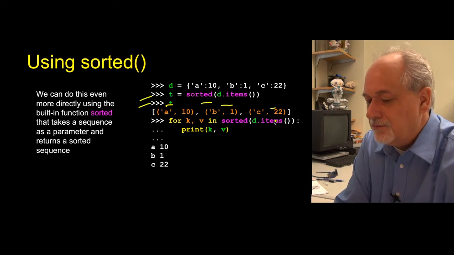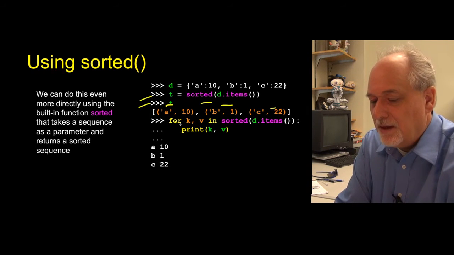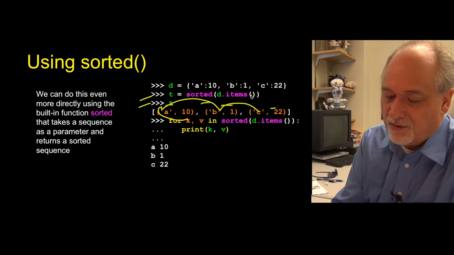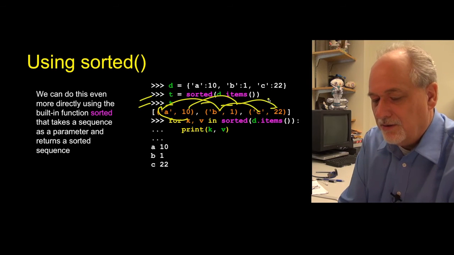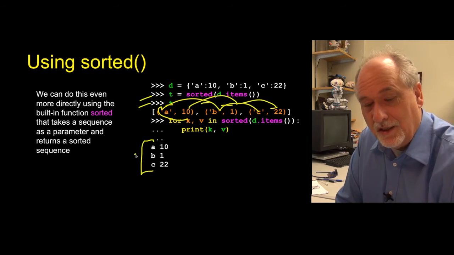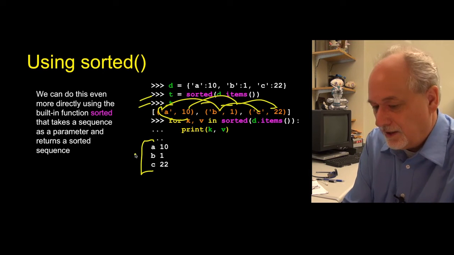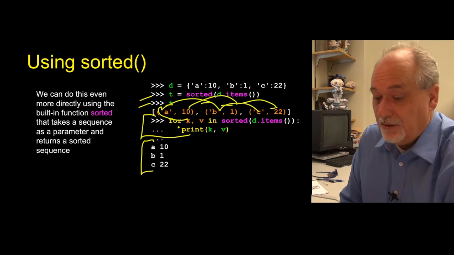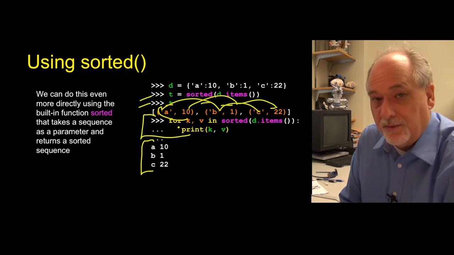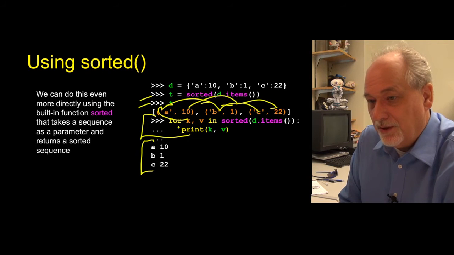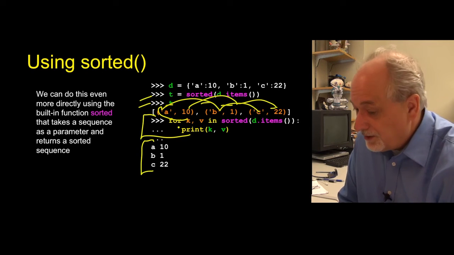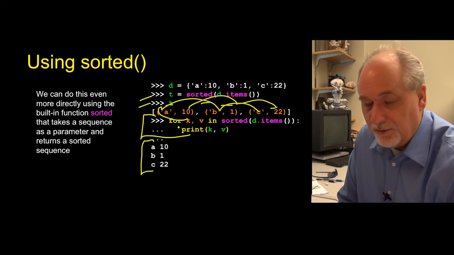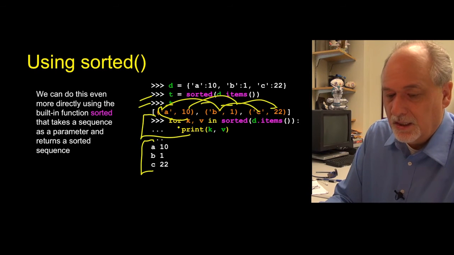So that says go through D items, but before I go through them, please sort them. That means K is going to go through A, B, and C deterministically every single time. And of course, value is going to go through the corresponding values. So now we can print this out nicely, sorted by key. And that's a real nice, succinct little way to say that. Again, this is one of the things that people really like about Python, that you can do pretty powerful things with easy-to-understand code. You might be seeing this for the first time, but eventually you'll look at that and be like, oh yeah, I see exactly what that's doing. Easy, not hard at all.